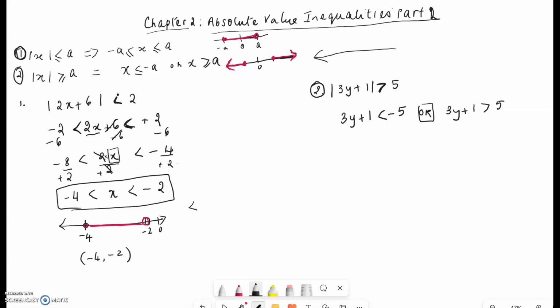Now we have two inequalities. We solve it just like usual. We subtract 1 on both sides. Remember, we're trying to get y by itself. So 3y, cancel these two, is less than -6.